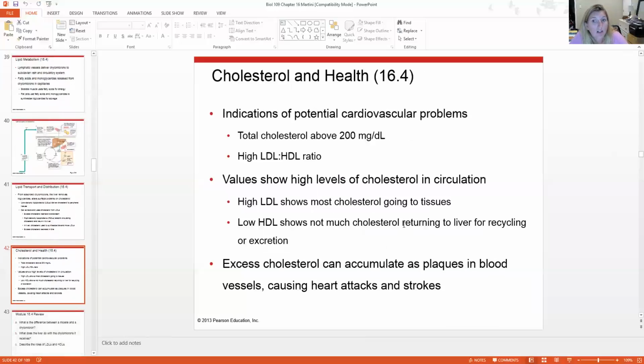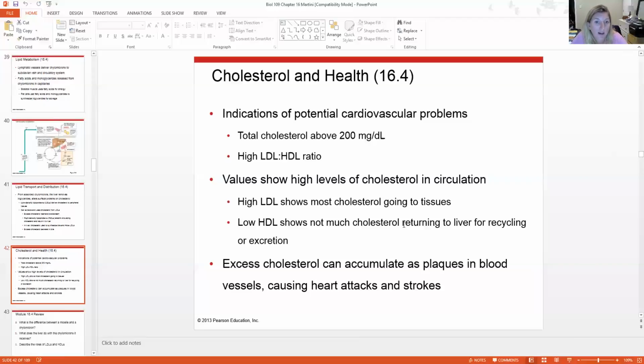Cholesterol is an indication of potential cardiovascular problems. The total cholesterol level should not be above 200 milligrams per deciliter. You should not have a high LDL to HDL ratio. It should be very, very low. So if you do have a cholesterol level above 200 or a very high LDL to HDL ratio, you have potential cardiovascular problems. High LDL levels can show the cholesterol that's going to the tissues. Low HDL shows not much cholesterol returning to the liver.